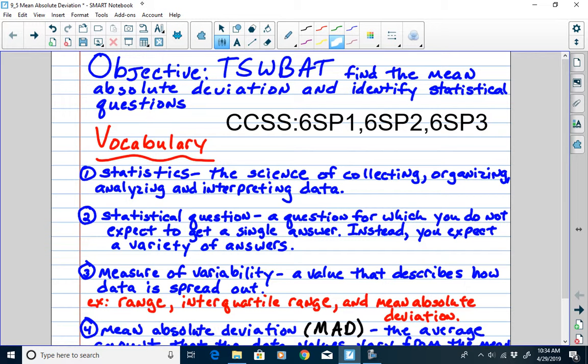Our lesson today is to be able to find the mean absolute deviation of a set of data. First vocabulary word is statistics. That is the science of collecting, organizing, analyzing, and interpreting data.